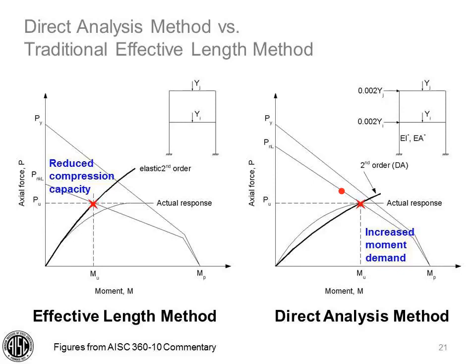So now instead of the strength check being based on a reduced compression capacity, the beam column is checked for the increased moment demand due to the more flexible structure. Note that this increased moment demand associated with the softened, more flexible structure used in the direct analysis method much more closely represents the actual loads in the structure at the strength limit state.